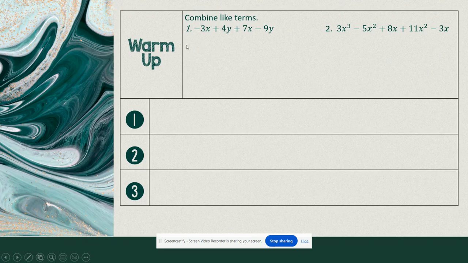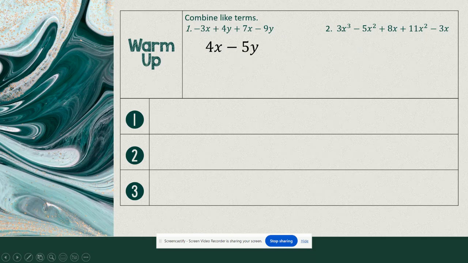So if we were to look at number one here in our warm-up and combine these like terms, we would combine everything that's like. So everything that has an x with it, we'd combine. Remember, like terms are the same variable to the same power. So this negative 3x and the 7x would combine to give me 4x, and this positive 4y and negative 9y would combine to give me negative 5y. This stuff should be fairly familiar to us at this point in the game. Remember, it matters about the variable and the power of that variable.